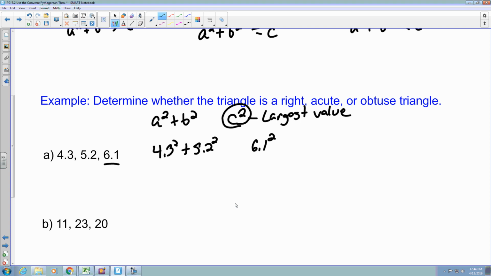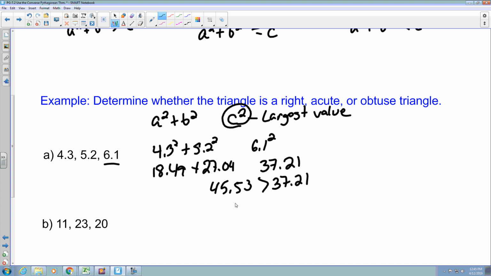So 4.3 squared gives me 18.49, plus 5.2 squared gives me 27.04. And then finally 6.1 squared is 37.21. So I take 18.49 plus 27.04 and I get 45.53. That is larger than 37.21. So the sum of a and b squared is larger than c squared. So this is an acute triangle.